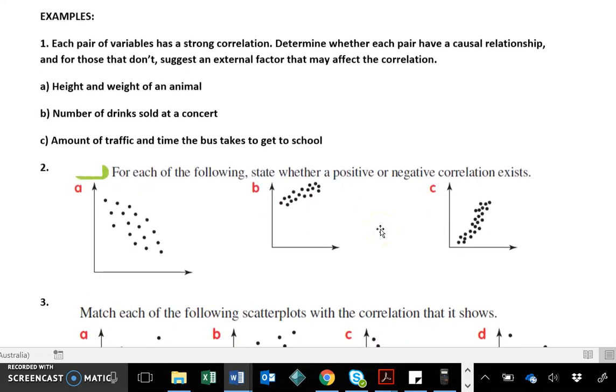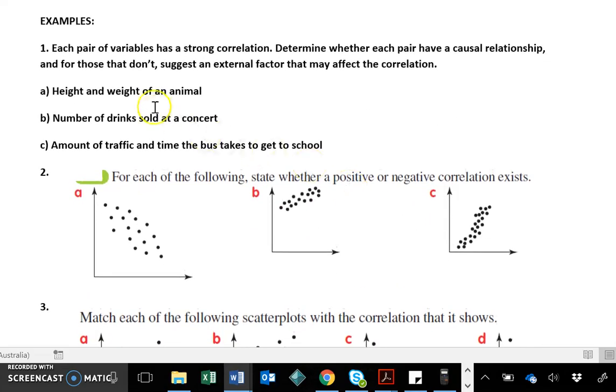So let's have a look at some examples. In this first question, it says each pair of variables has a strong correlation, so it's telling us that there is a strong correlation. They want us to determine whether each pair has a causal relationship, and for those that don't, suggest an external factor that may affect the correlation. So what's that asking? It's asking, is something in these two variables causing something else?